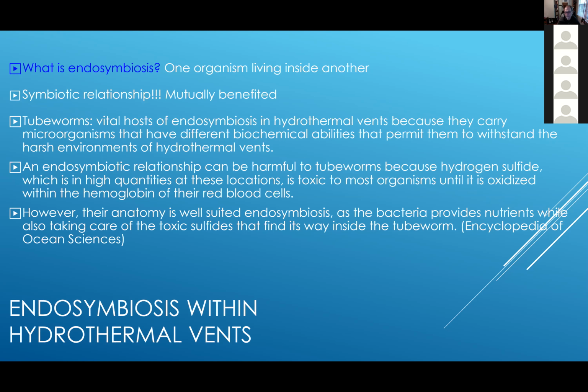This relationship can be harmful to tube worms because the high levels of hydrogen sulfide at these vents is toxic to most organisms until it is able to be oxidized within the hemoglobin of their red blood cells. However, their anatomy is well suited for this, and the bacteria provides nutrients while also taking care of the toxic sulfides that find their way inside the tube worm, which shows again how the relationship can be mutually beneficial.